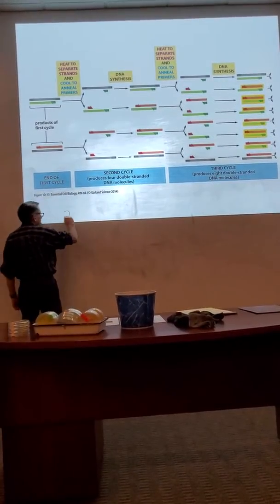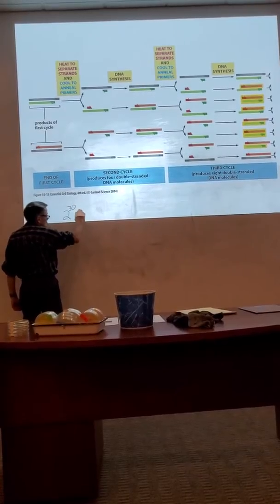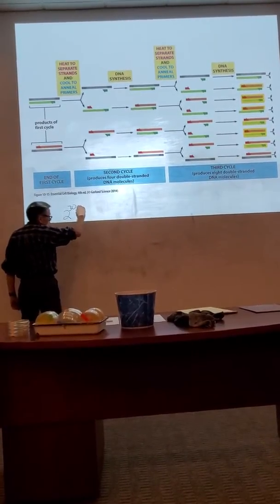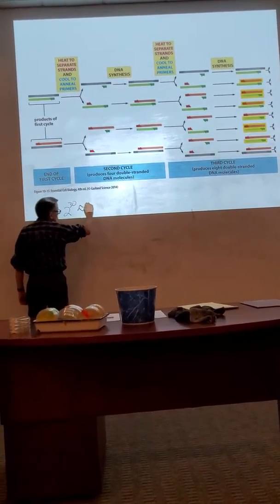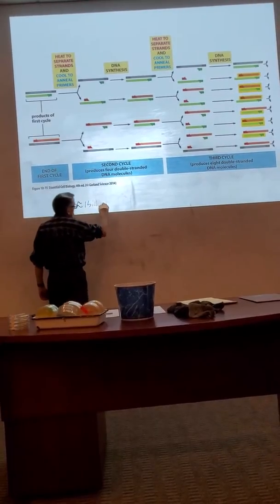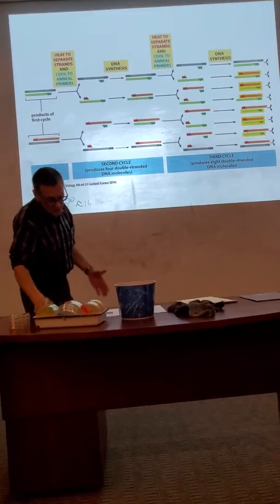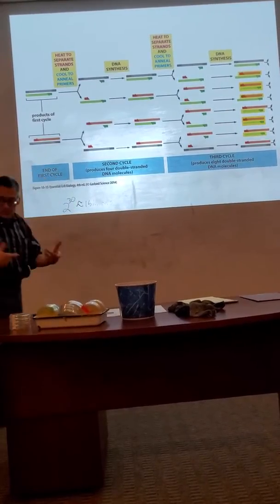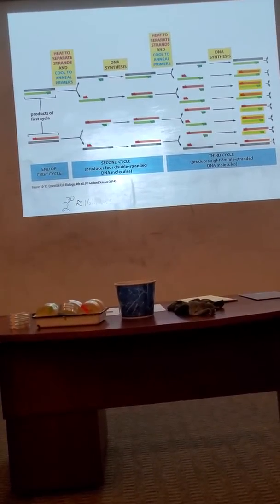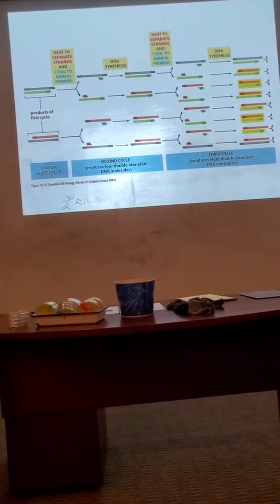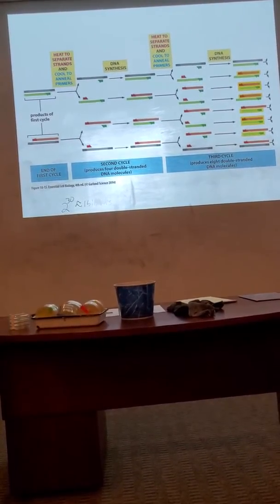In just 30 cycles, you end up getting something that is along the lines of 1 billion copies, not of the whole template that you started with, but of the specific region on the template which is located between the primers themselves. You choose the primers based upon what it is you want to amplify.